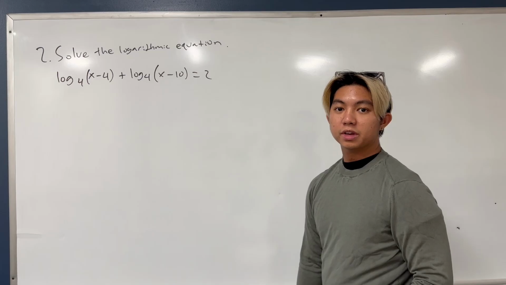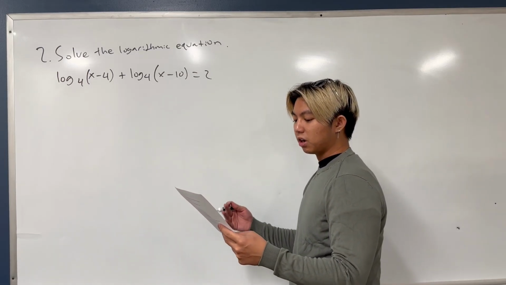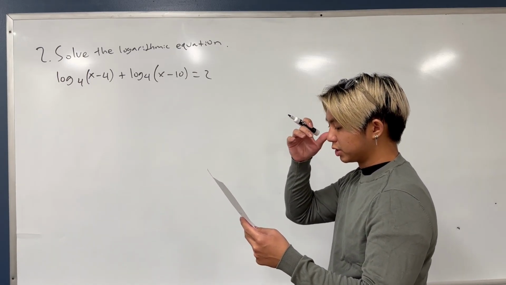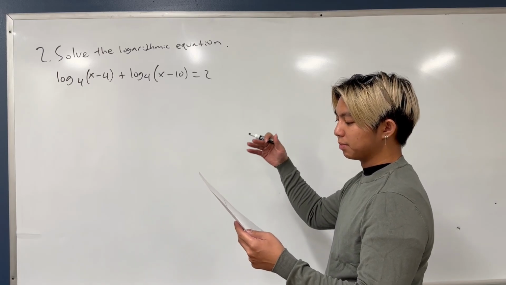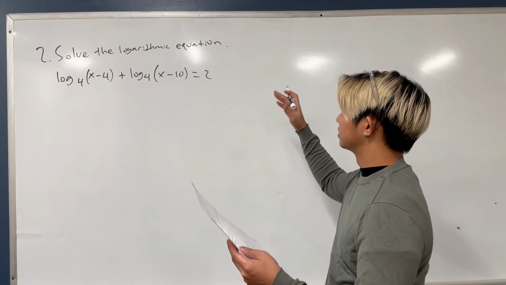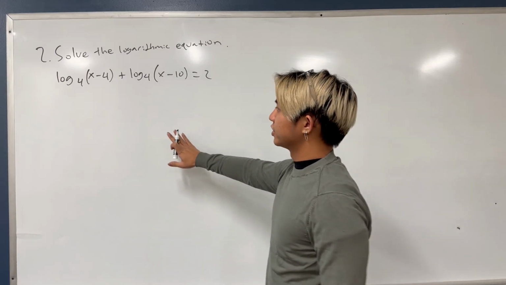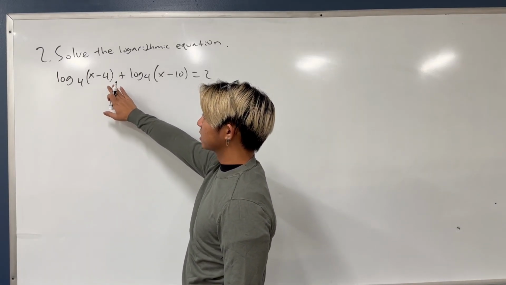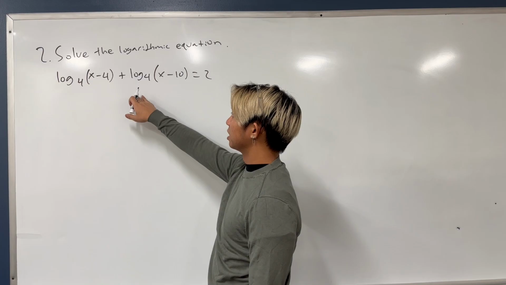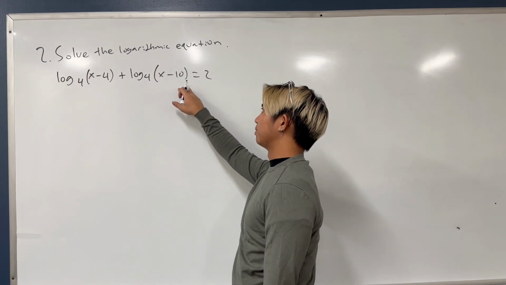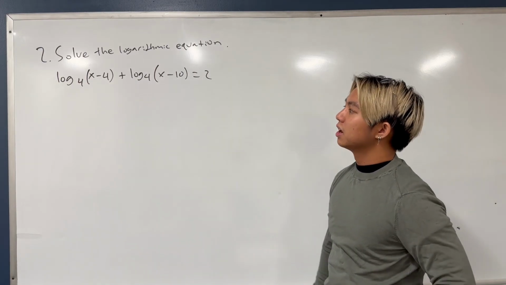All right. So for number 2 here, we have: solve the logarithmic equation. Be sure to reject any value that is not in the domain of the original logarithmic expressions. So here, the question is log base 4 of (x minus 4) plus log base 4 of (x minus 10) equals 2.